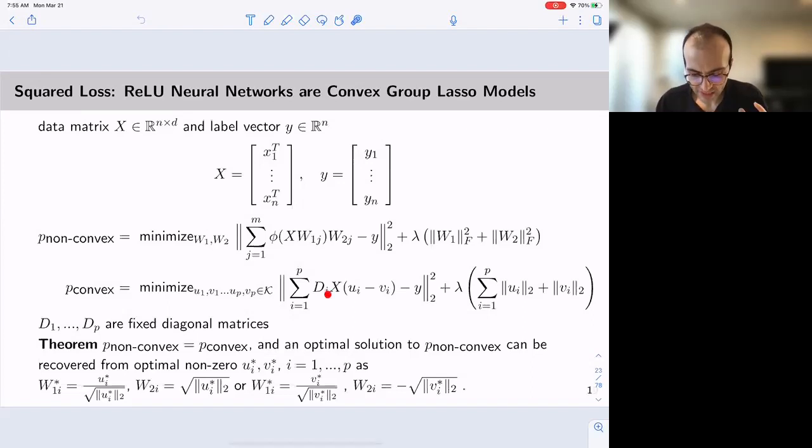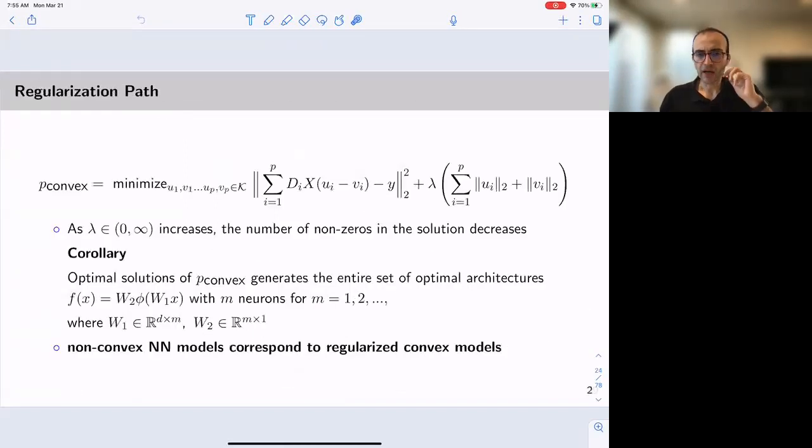And I will tell you what D_i matrices are. As you can see, it just multiplies the data from the left, and they are 0, 1. I will show you what that is very soon. Before that, let's think about what happens if you choose a very small lambda and a very large lambda. People call this a regularization path in the lasso literature. As you scan over lambda, you will get a solution path with different number of non-zeros, right?